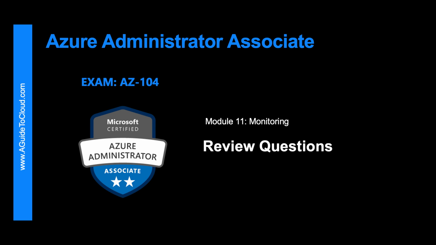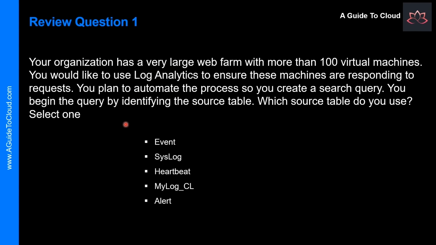This is the last module, and in this section we are going to go through monitoring review questions. Your organization has a very large web farm with more than 100 virtual machines. You would like to use log analytics to ensure these machines are responding to requests. You plan to automate the process, so you create a search query. You begin the query by identifying the source table. Which source table do you use? And you need to select one answer.